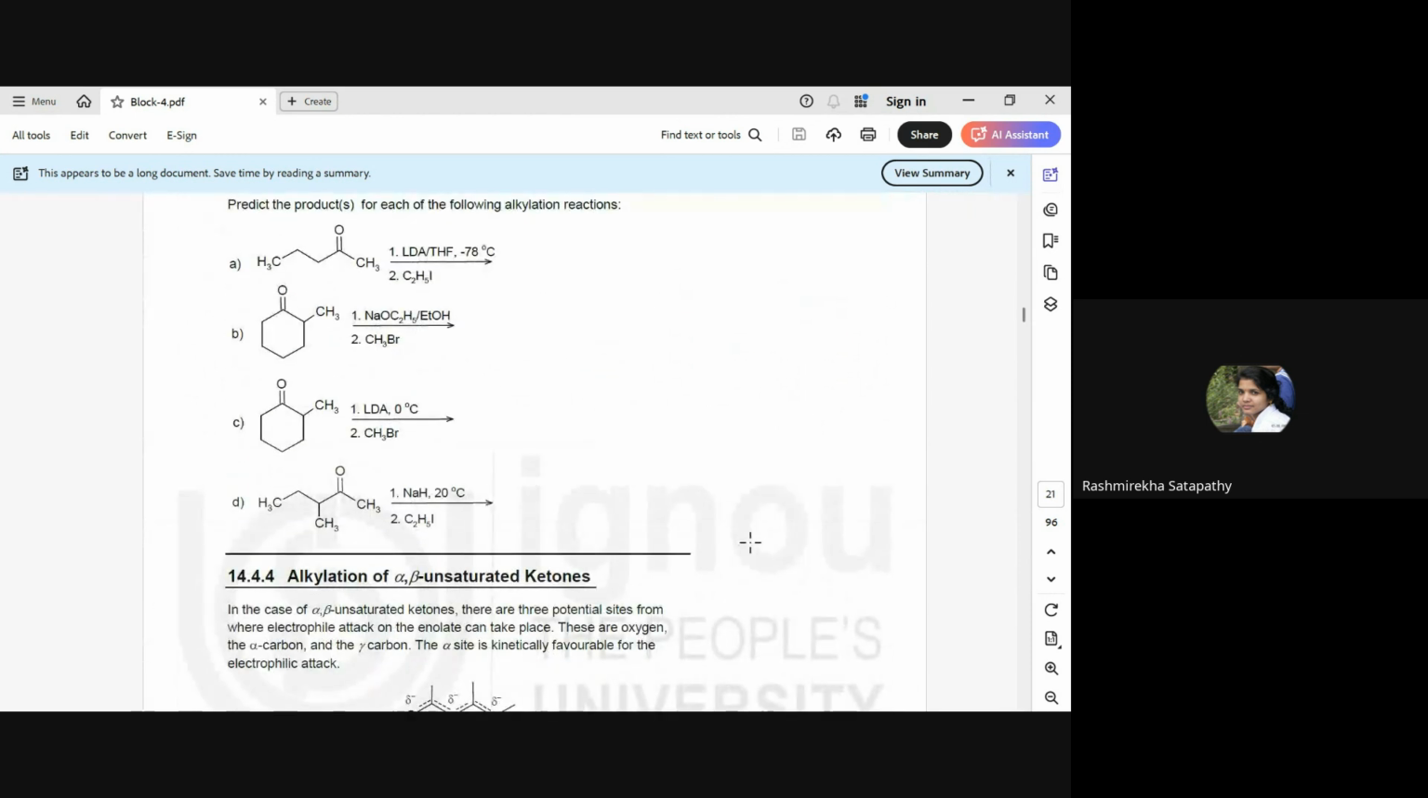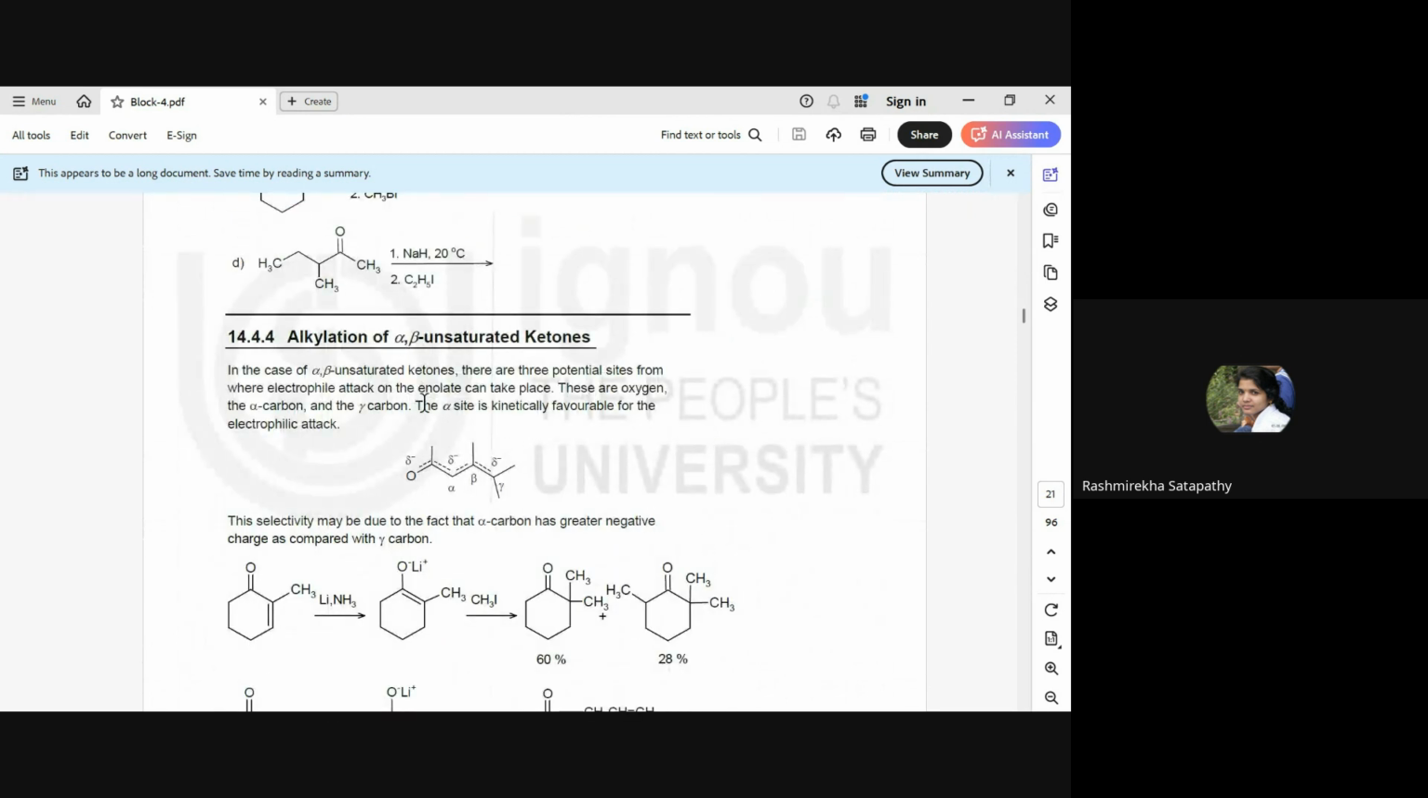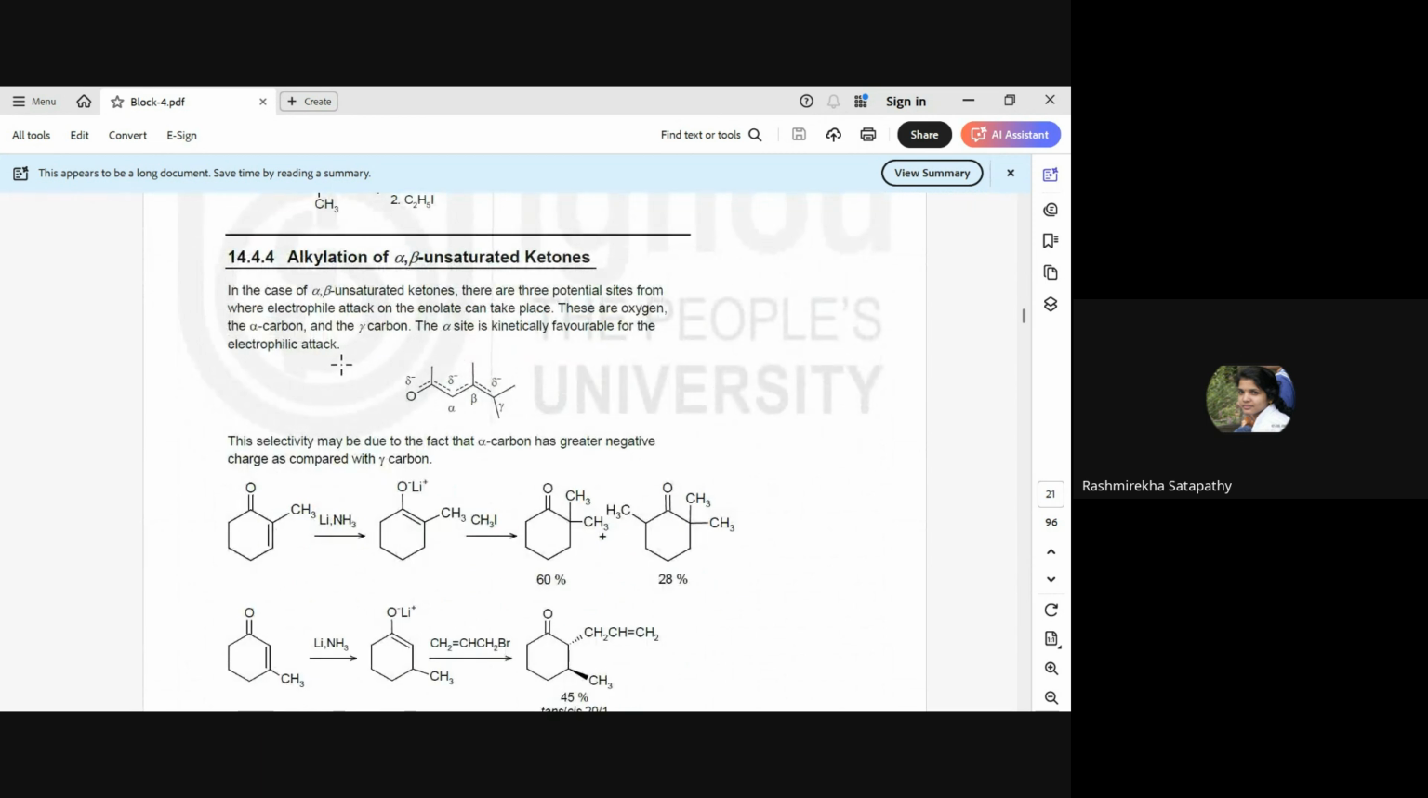So this is the question. Alkylation of alpha beta unsaturated ketones. In the case of alpha beta unsaturated ketones, there are three potential sites from where the electrophile can attack the enolate. These are oxygen, the alpha carbon, and the gamma carbon. The alpha site is kinetically favorable for the electrophilic attack. This selectivity may be due to the fact that the alpha carbon has a greater negative charge compared to the gamma carbon.